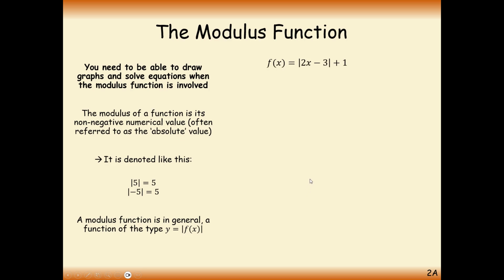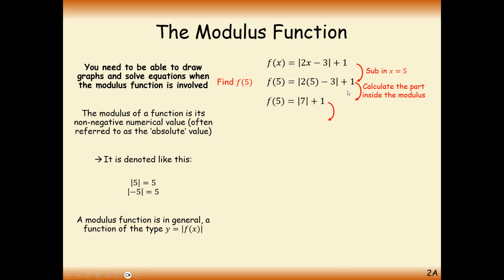So, this function has a modulus of 2x minus 3 and then 1 is added to it. What it means is that first we've been asked to calculate f of 5. Substituting 5 for x will give us 10 minus 3, which is 7. 7 plus 1 is 8.